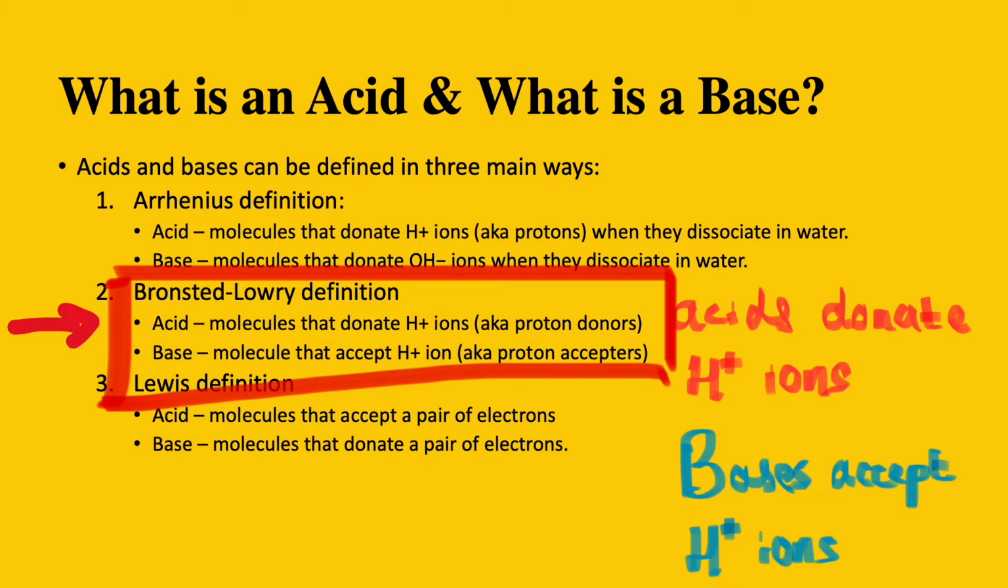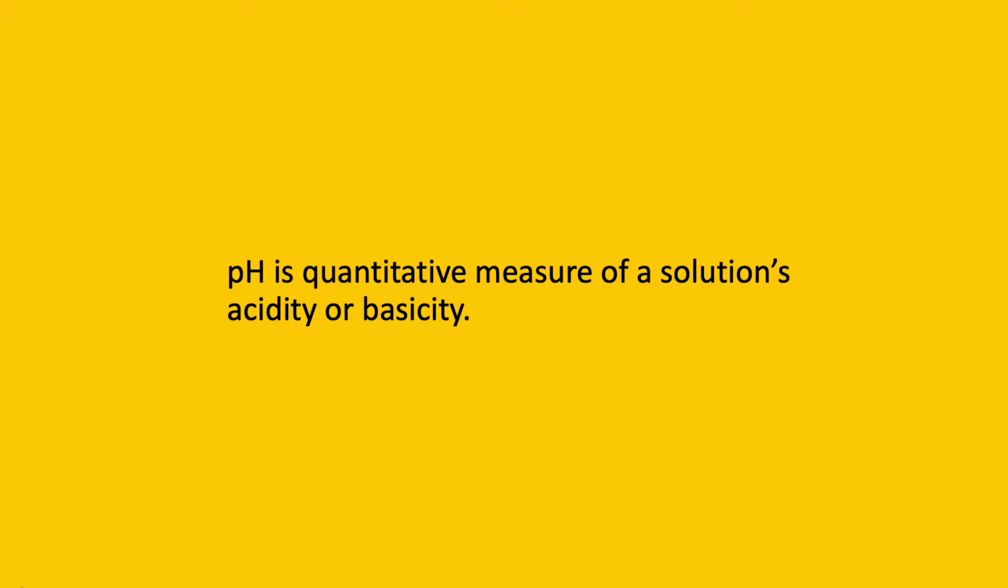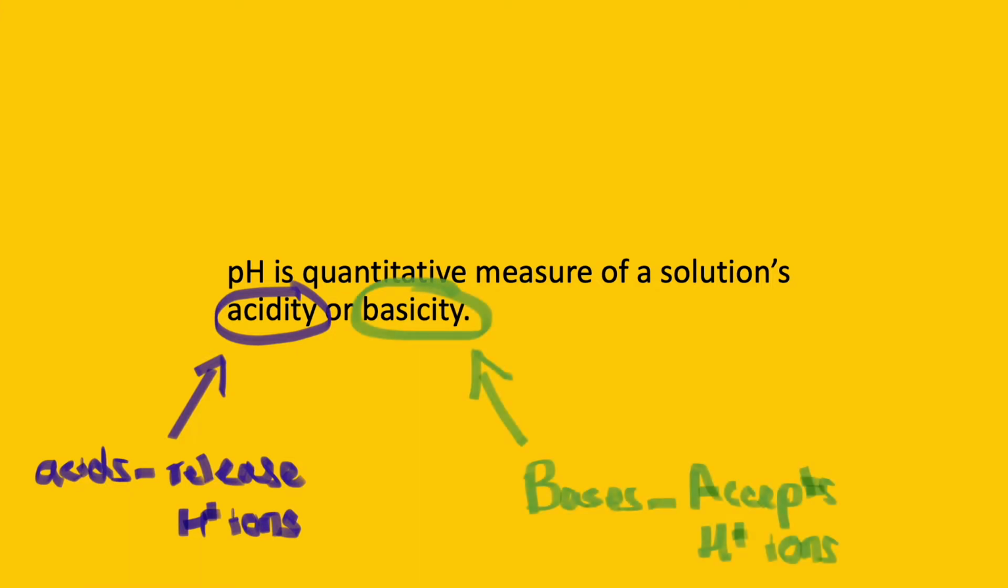Now that we have a definition of acids and bases, let's go to the next topic, which is what is pH? At the simplest level, pH is a quantitative measure of a solution's acidity or basicity. We learned that acids release protons and bases take on protons. Therefore, a solution's acidity and basicity depends on the amount of protons found in the solution.